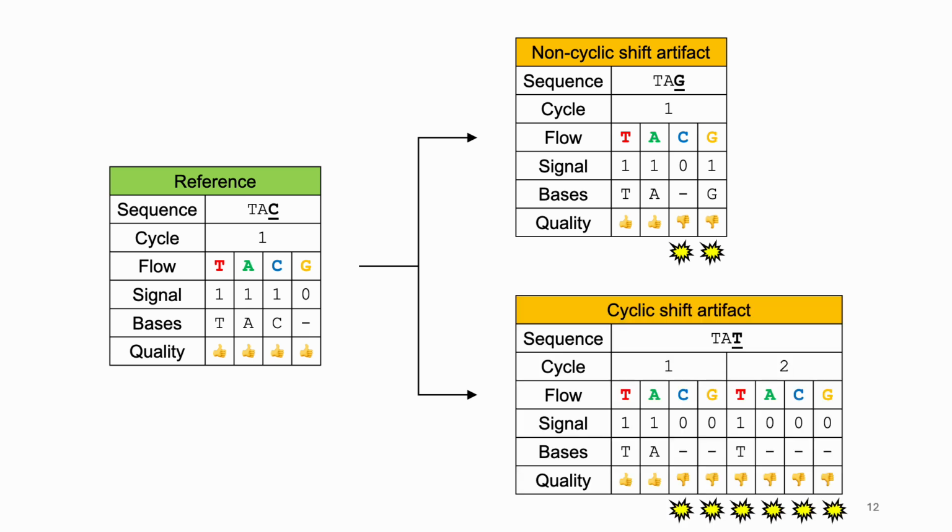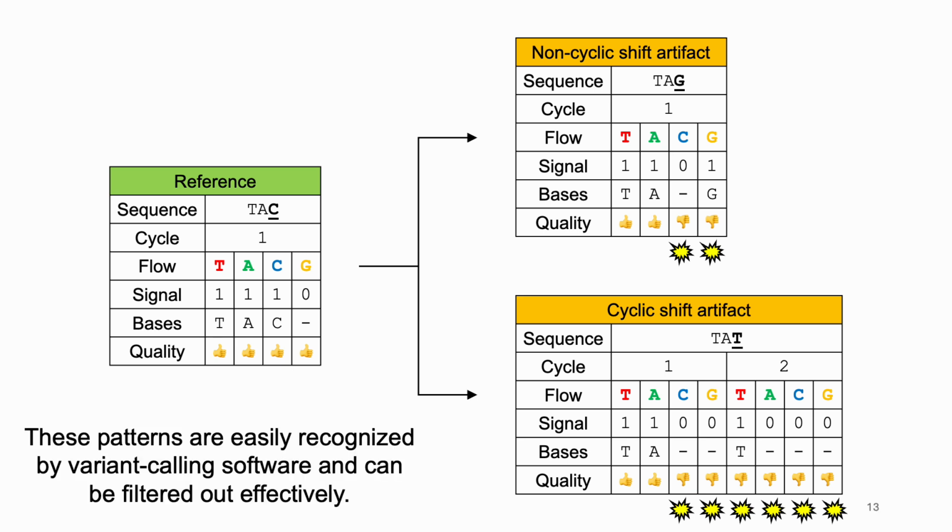The cyclic shift artifact is even worse. You will need to make 6 errors in a row to go from TAC to TAT. Again, affected flows will show low base qualities. Fortunately, these error patterns are easily recognized by variant calling software and can be filtered out effectively. This is why UG100 data tend to exhibit low substitution error rates.